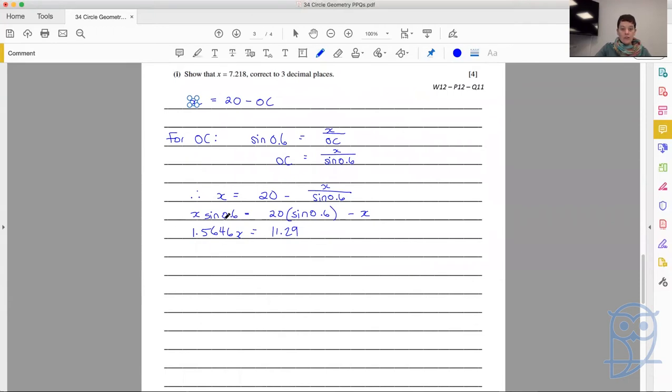Clearing our 1.5646 by division, we then get X equals 7.21772. Now, I like to give a few extra places here because they want us to show that X is correct at 3 decimal places. So I want to show them that I did get the correct longer answer that then rounds to the same answer that they got. So X equals 7.218 to 3 decimal places.